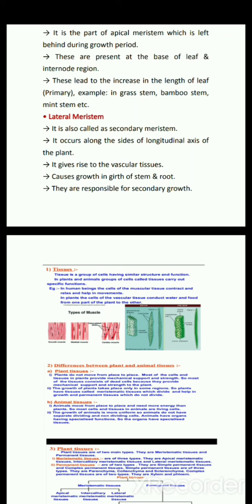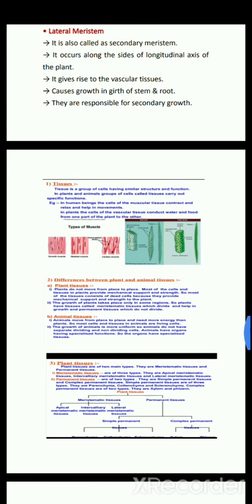Now, what happens here? What are they responsible for? See, they are responsible for the girth of stem and root. Now, you must be wondering what a girth is. See, girth is basically the breadth of the stem. Okay. Now, they are responsible for the secondary growth.